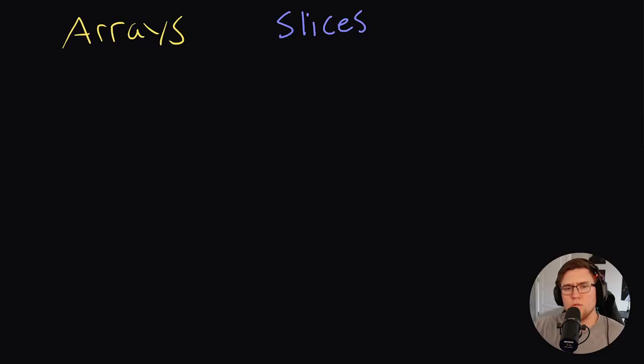So we've talked about how arrays are fixed in size, and you might be wondering, well, that's not very useful. Why would I care about an ordered list of things if I can't even add to or remove from the list? Well, that's where slices come into play.